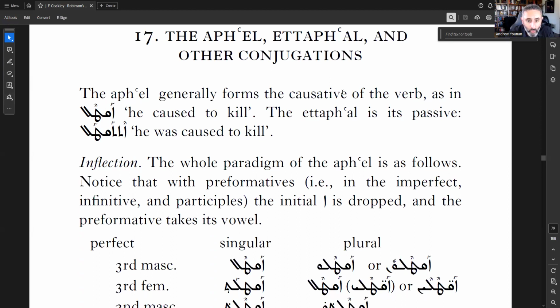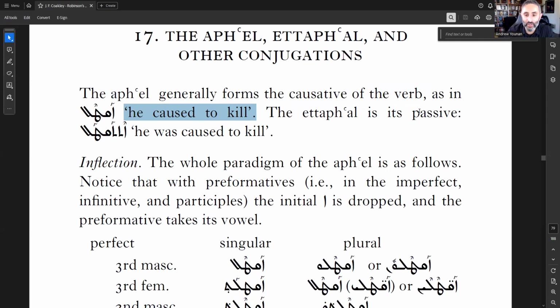The ap'al generally forms the causative of the verb, as in aqtal, he caused to kill. So that's a causative. It's there in Chaldean, it's there, I think, in all Semitic languages. It's not very easy to understand if you don't know other Semitic languages, but you are making somebody else do what that verb is. So if you take the verb, put it into this form, it means somebody is causing somebody else to do it.